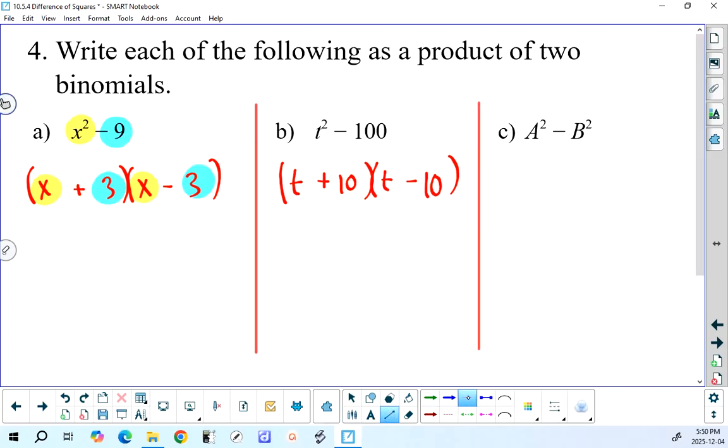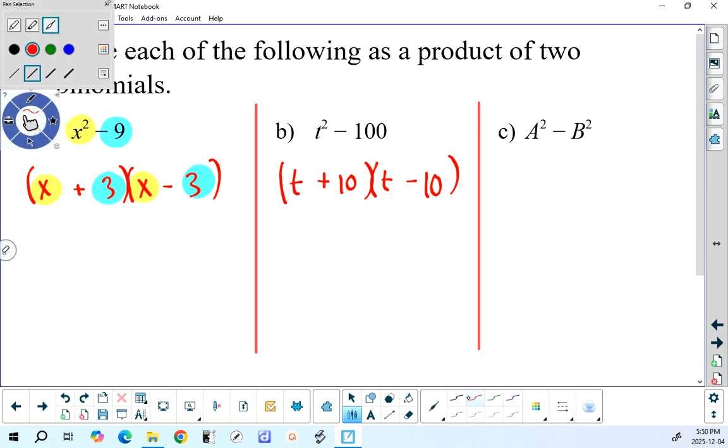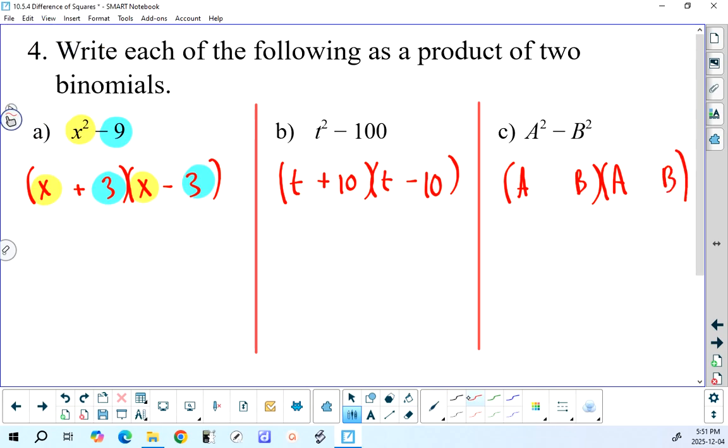A squared minus b squared, well, it's going to factor into two conjugates. One of them will have an a, the other will have an a, obviously. They both will have a b, because conjugates have the same things added or subtracted, but one will be plus and one will be minus. By the way, it doesn't matter the order in which I write these. So for example, in B, I could have written t minus 10 multiplied by t plus 10.